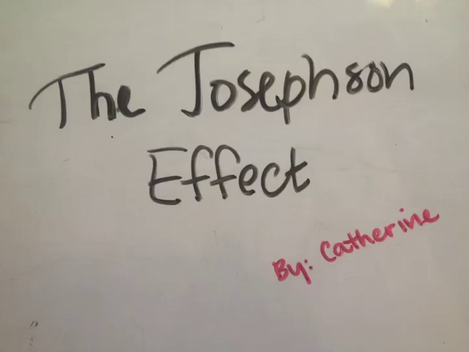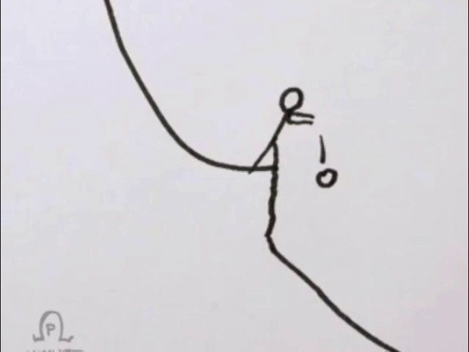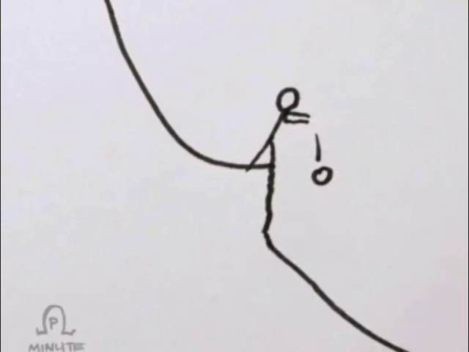The properties exhibited in the Josephson effect involve both quantum tunneling and Cooper pairs, so I'll teach you those first. Let's start with quantum tunneling. Suppose you drop a ball down a hill.